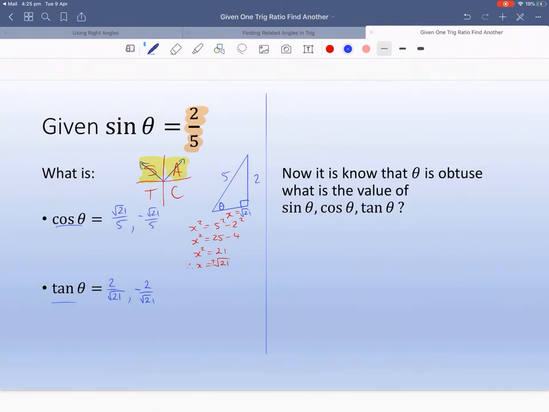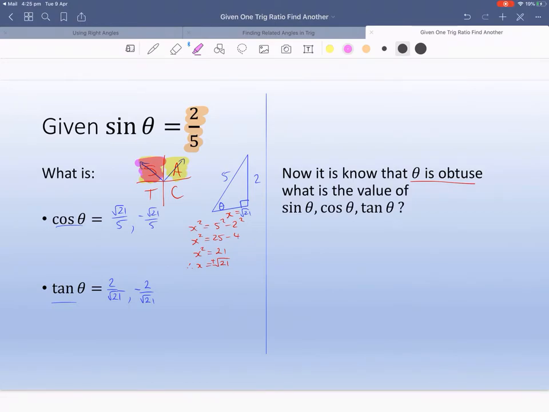Okay, let's look at this last part, and you've probably been looking at it. I didn't want to talk about it, but now it is known that theta is obtuse. By definition, obtuse is between 90 degrees and 180 degrees. It's a bit more than 90, a bit less than 180. So that means it must be in this quadrant here. It must be in that quadrant.